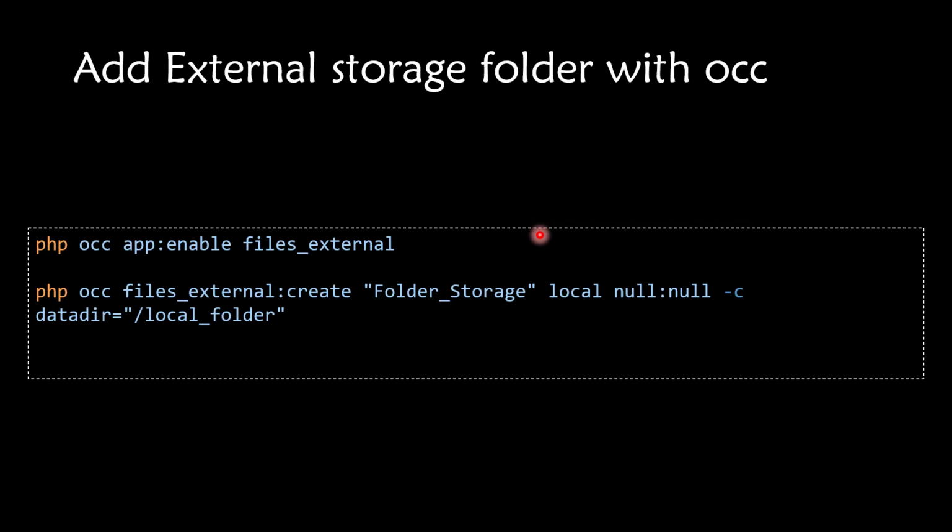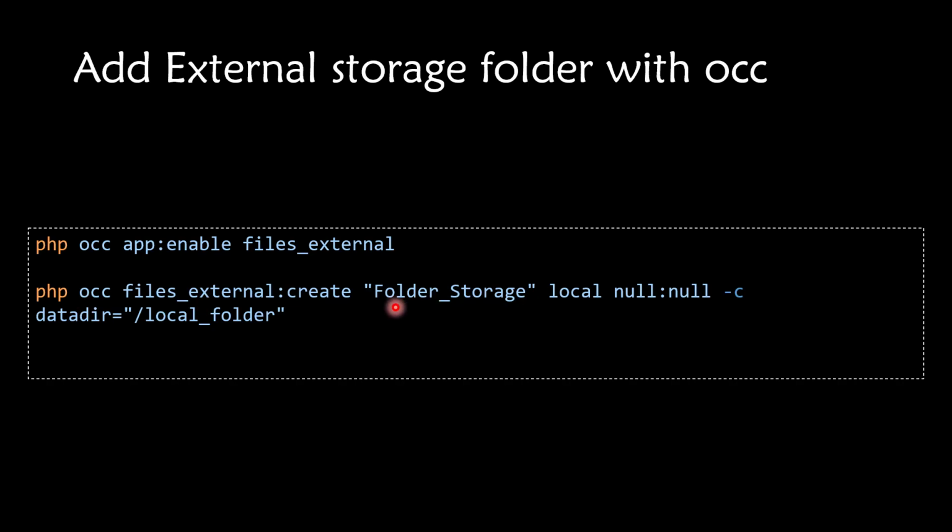Now the same thing we did with the UI can be done very easily with the Nextcloud OCC command. First, you need to enable the external storage application. Using php occ app:enable files_external, you can enable the external storage option, and then you have to add the local folder as an external storage using the command occ files_external:create. So you're creating an external storage.